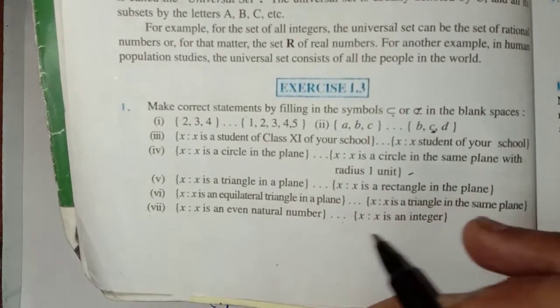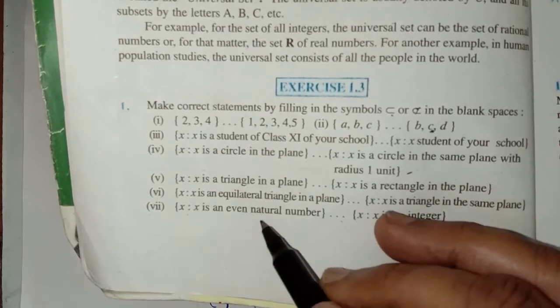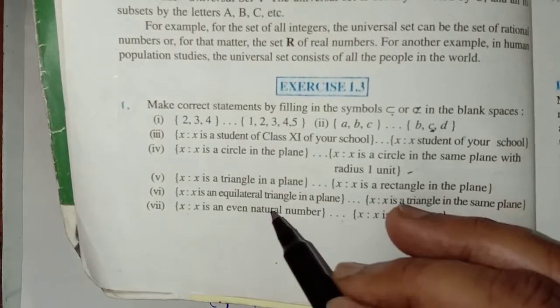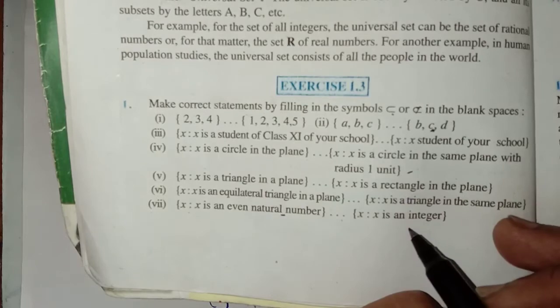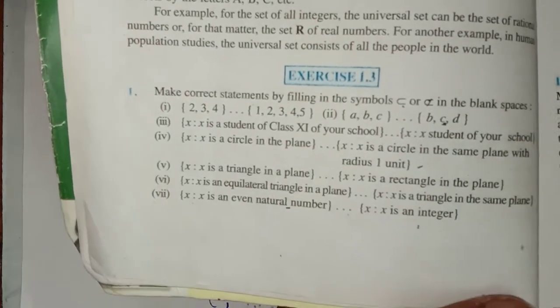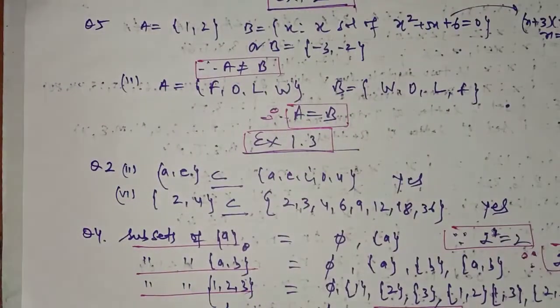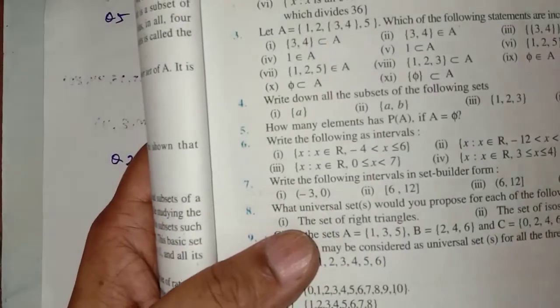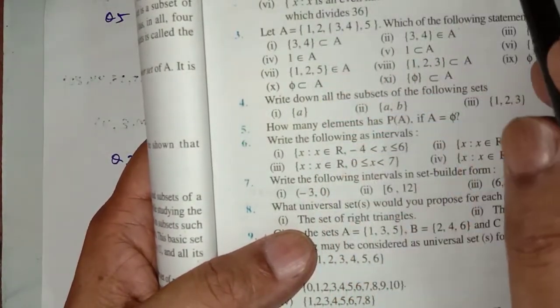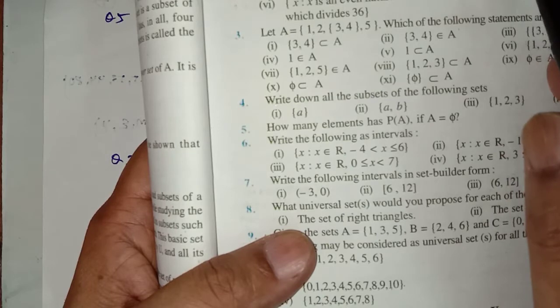X is an even natural number and X is an integer, so all even natural numbers are integers also, so we can say that this is a subset of this set. So this is question number 1. In question number 2 also, examine which of the following are true or false.